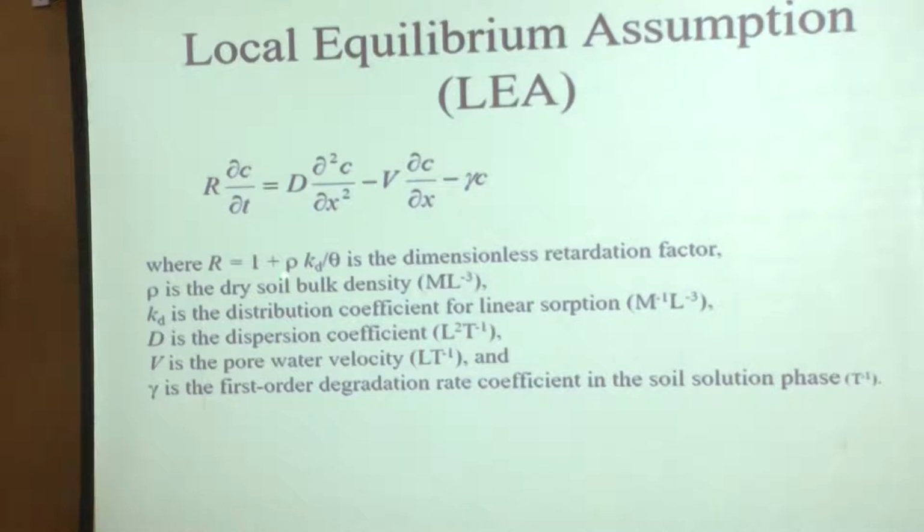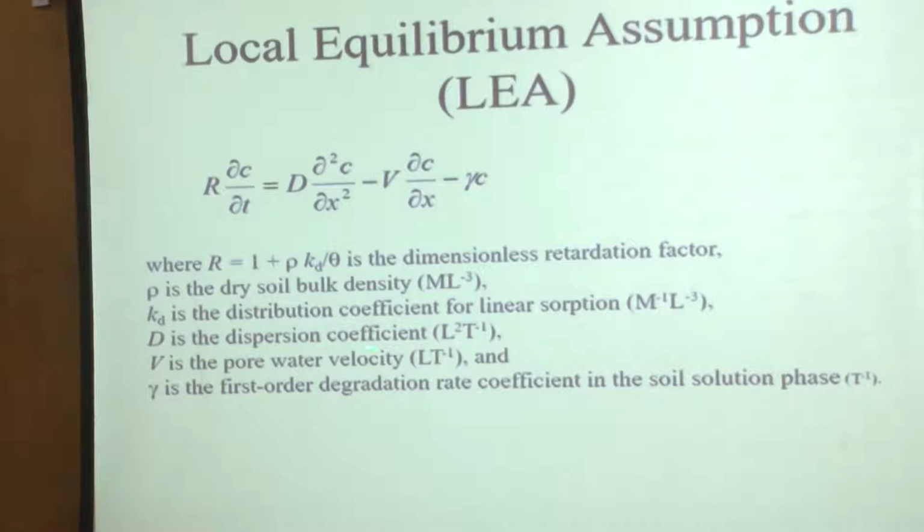Okay. K sub D tells us the relationship between the solid phase concentration and the liquid phase concentration. If it's a perfectly conservative solute with no reactions, that part is 0, and therefore retardation will be 1. Rho is the bulk density, or dry bulk density, of the soil. K sub D is called the distribution coefficient, and we will assume it is linear for what we are doing.